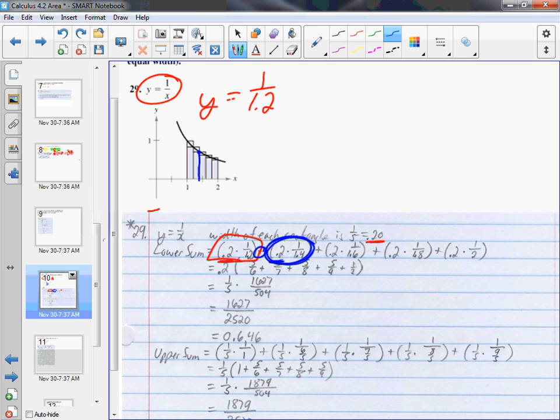See what's going on? So the area of the third one is going to have a width of 0.2 again, and the height's going to be 1 over 1.6. The next one, a width of 0.2 again, the height will be 1 over 1.8. The last one, width of 0.2, and the height will be 1 over 2.